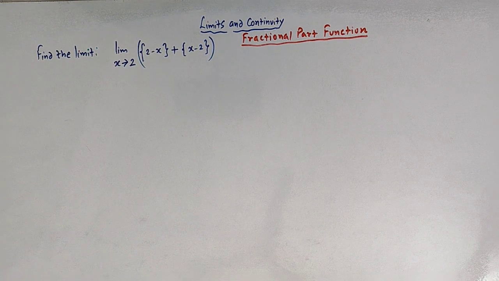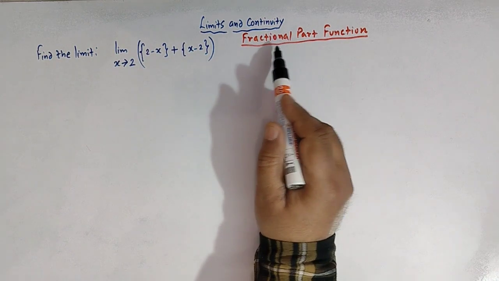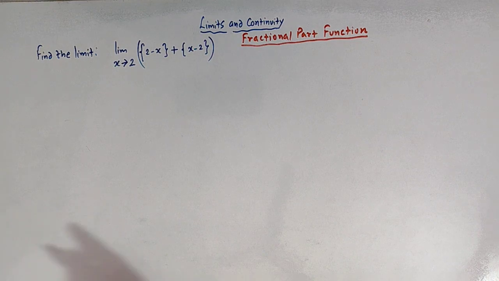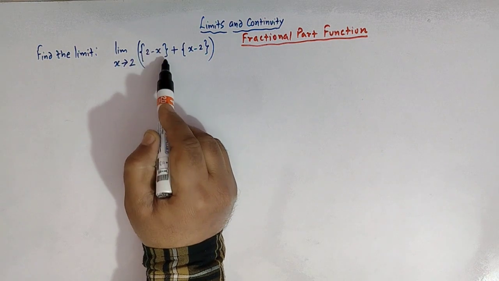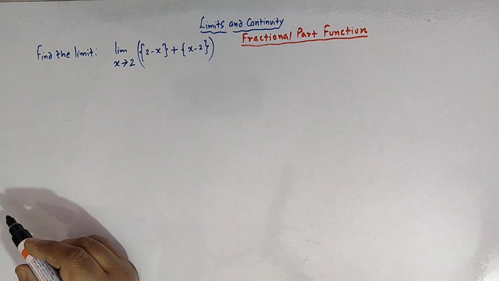Hello viewers, in today's class we are going to discuss one very important and conceptual limit from limits and continuity, right? So here we have to find the value of this limit involving the fractional part function, right? So let us start, and here we have the limit as x tends to 2 of fractional part of 2 minus x plus fractional part of x minus 2, right?